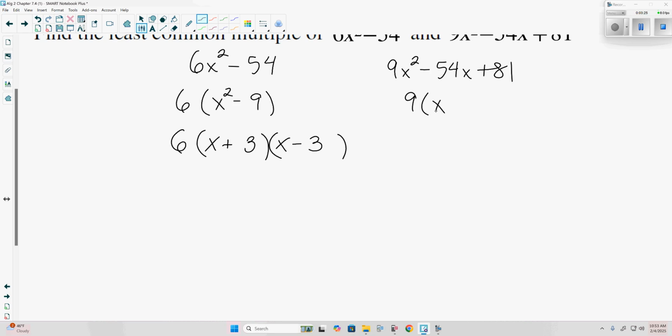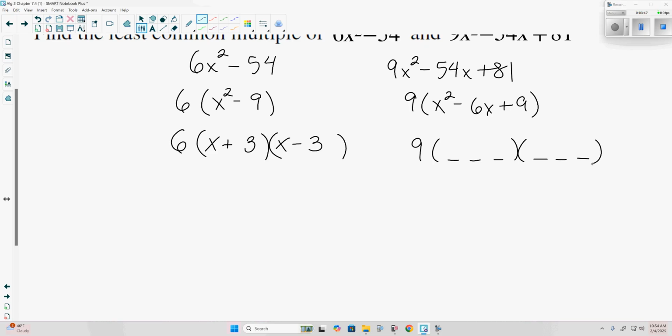There is a greatest common factor of 9. So since there's a greatest common factor of 9, we factor it out, leaving us with x squared minus 6x plus 9.